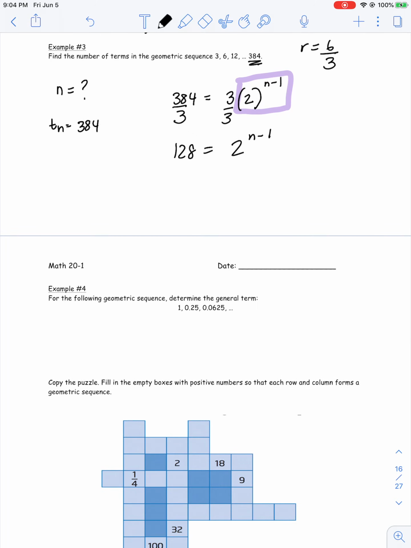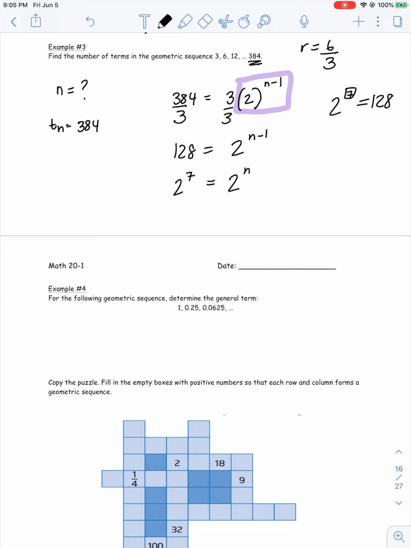Now we're going to do an example of something called a common base method. So we're going to get 128 to be 2 to the power of something. So 2 to the power of what gives you 128? Well, if you put that into your calculator, or do trial and error, you'll find that 2 to the power of 7 is 128. So 128 is going to be replaced with 2 to the power of 7.